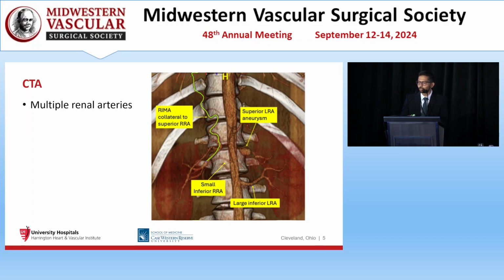As you can see, there are multiple renal arteries bilaterally. There was a left superior renal artery which had severe proximal stenosis with a 2-centimeter poststenotic aneurysmal degeneration. And the right renal artery, the superior right renal artery, as you can see, was being perfused by a network of collaterals that could be traced back to the right internal mammary artery.